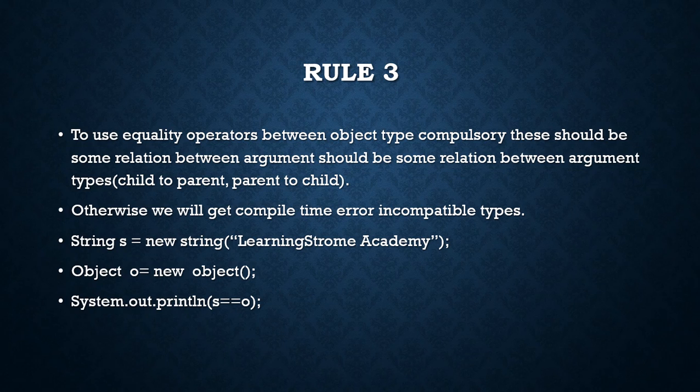So there are three rules for the equality operators. The third rule also has three variations. We can compare two objects which belong to the same class, or two objects from child to parent, or from parent to child. We cannot compare two objects that don't have some relation with each other; in that case, we will get a compile time error. So let me show you some examples.